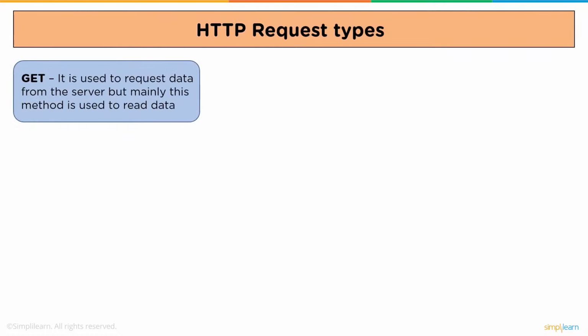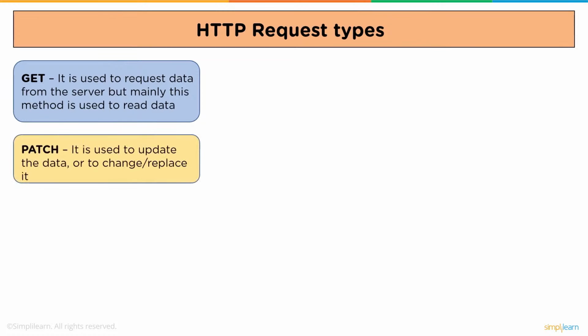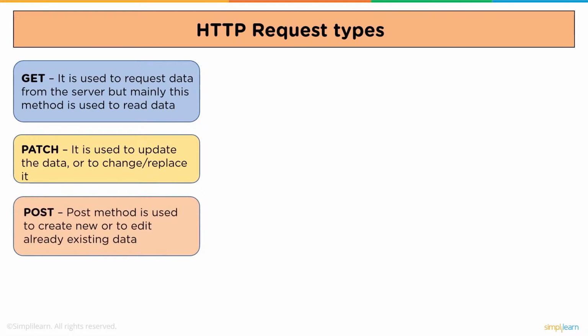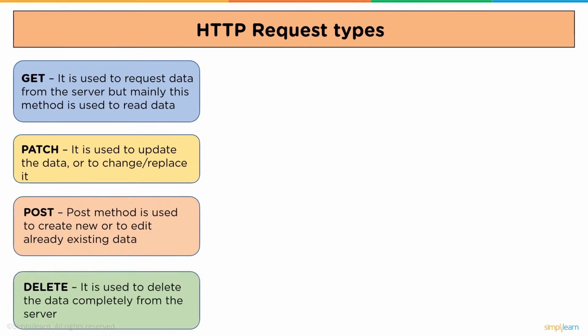Now, we will see the HTTP request types. First one is GET. It is used to request data from the server, but mainly this method is used to read data. Next one is PATCH. It is used to update the data or to change or replace it. Next is POST. POST method is used to create new or to edit already existing data. After that, it is DELETE. Delete method is used to delete the data completely from the server.